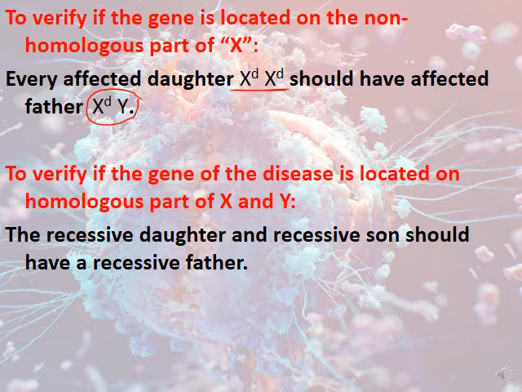To verify if the disease gene is located on the non-homologous part of X, the recessive daughter and the recessive son should have a recessive father as well.